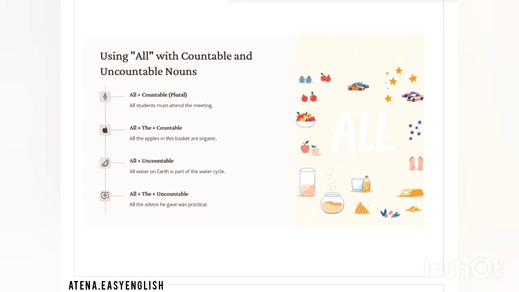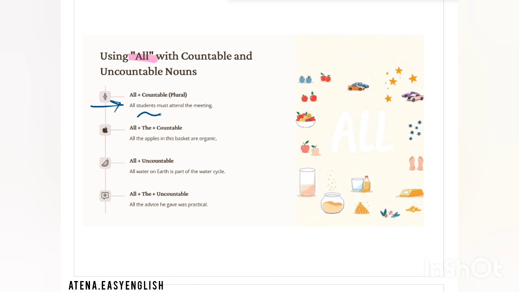And now, what do you think about all? Using all with countable and uncountable nouns. Sometimes we use all. Look at this example: All students must attend the meeting. All students. Look at here, students. Students are countable and plural. So you can use all with countable plural nouns.